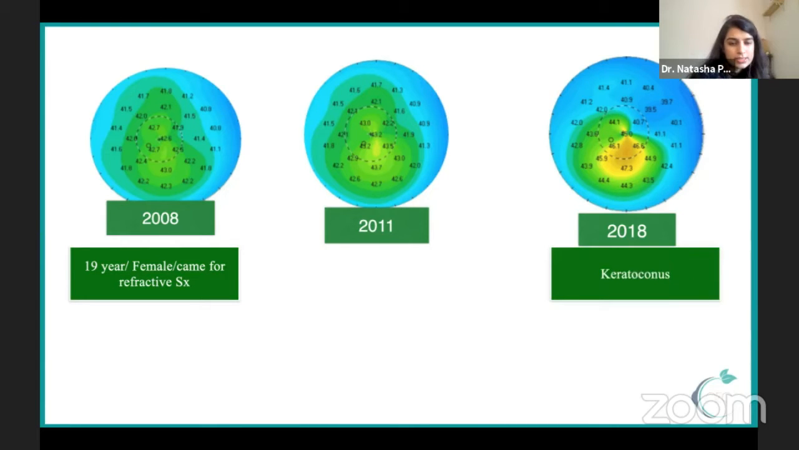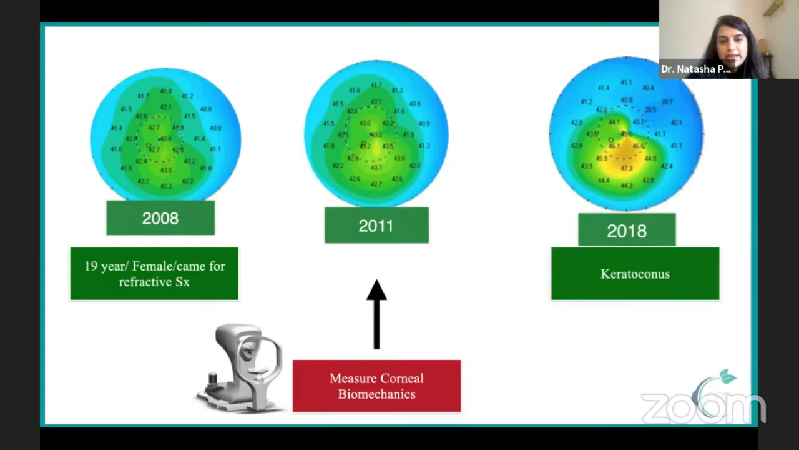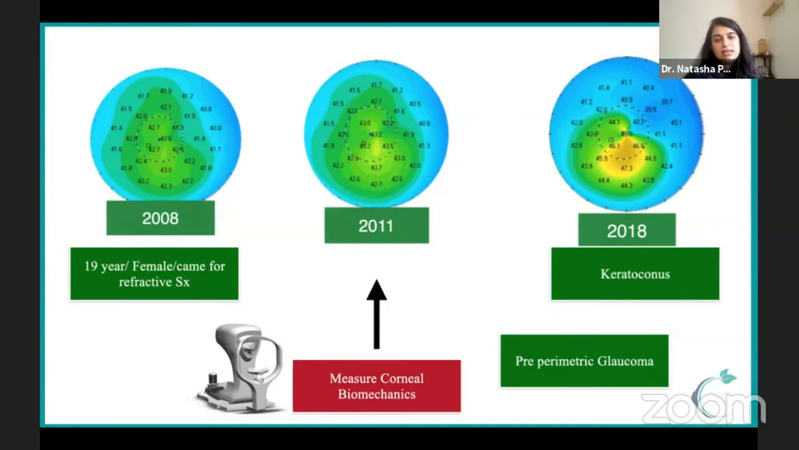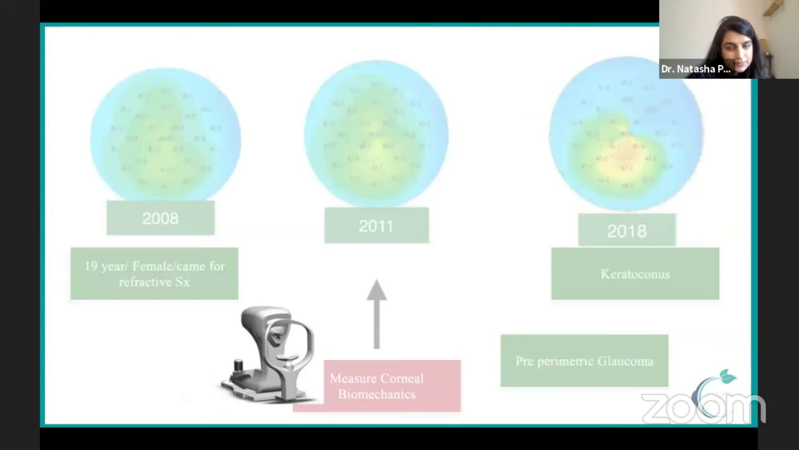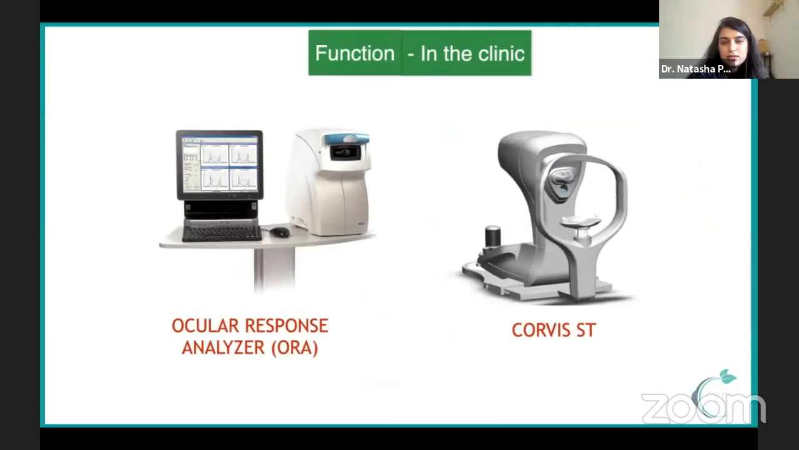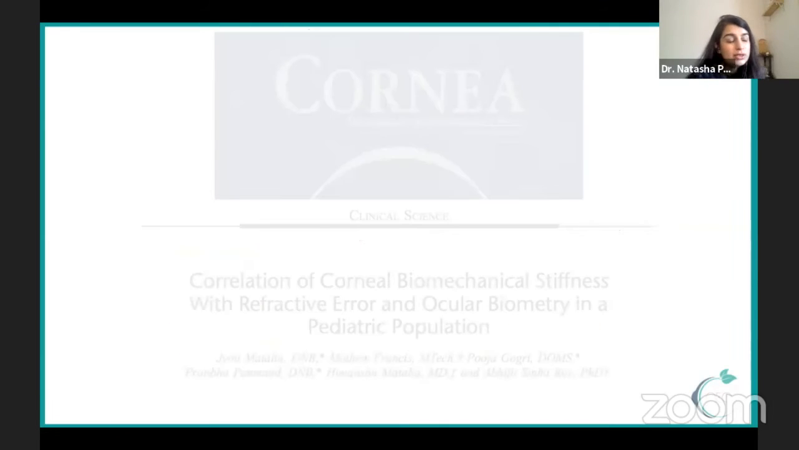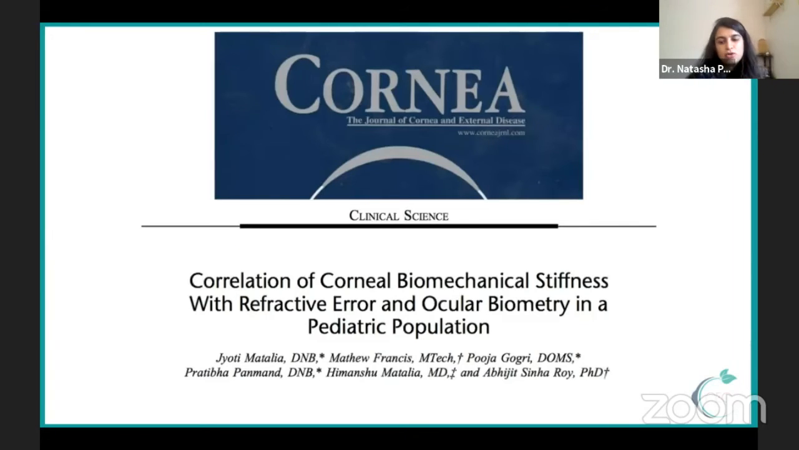Now imagine if we had measured corneal biomechanics in 2008 or 2011, we would have been in a position to say whether the patient's cornea is weak or not. This is essentially akin to what we call pre-perimetric glaucoma. Before the perimetry picks up, or before the topography picks up ectasia, the biomechanics is able to pick up ectasia in certain cases, or weaker corneas for that matter. Now, these functional tools are not available to everyone in the clinic. So there is a surrogate marker.